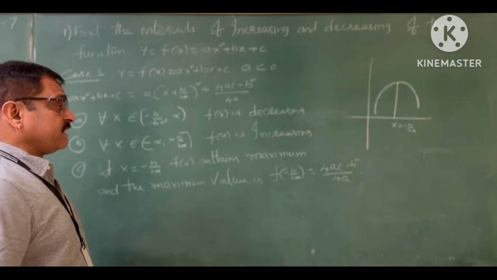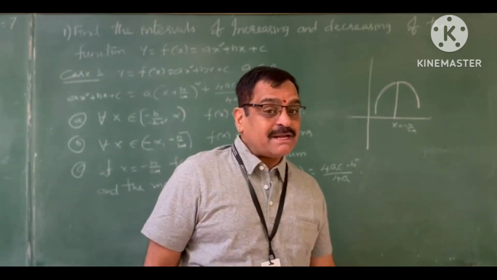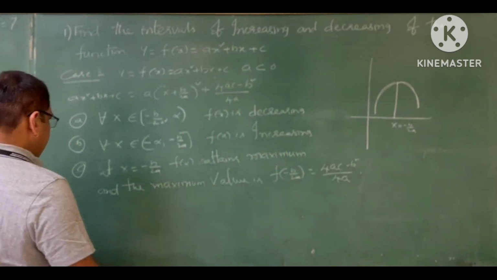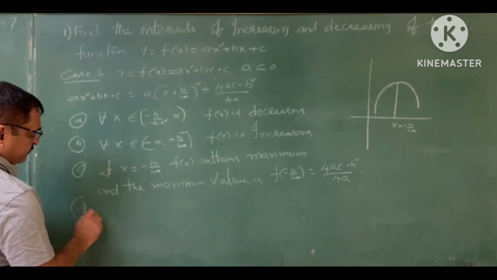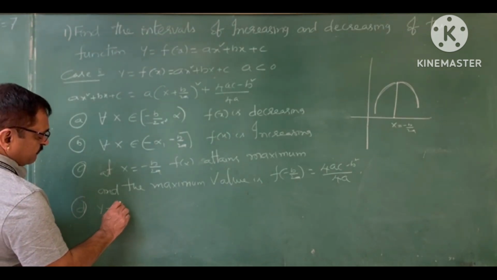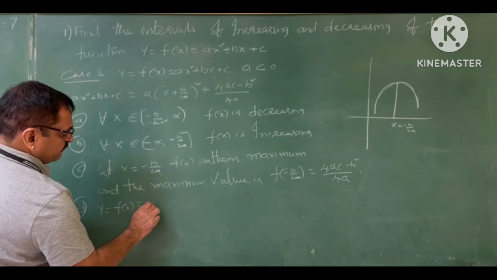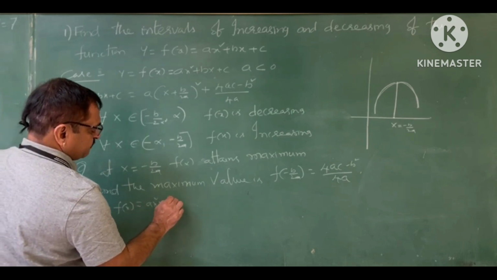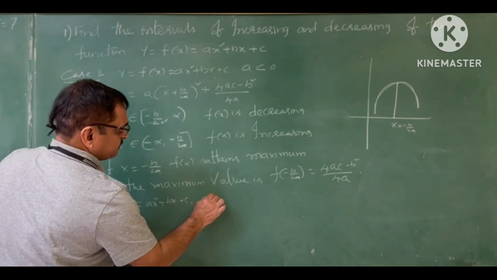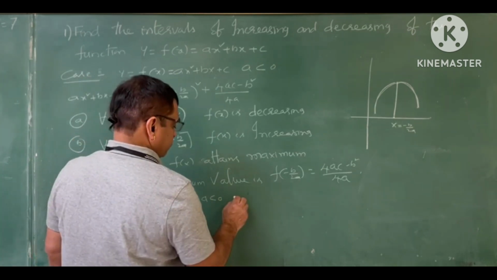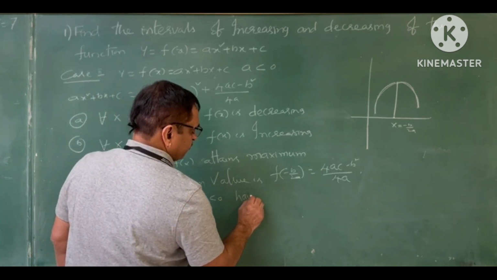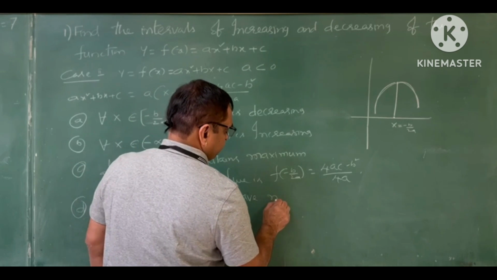And if you observe carefully, the function doesn't have a minimum value, only a maximum value. Last, four, conclusion: y is equal to f of x is equal to ax square plus bx plus c, a less than 0, has no minimum value.